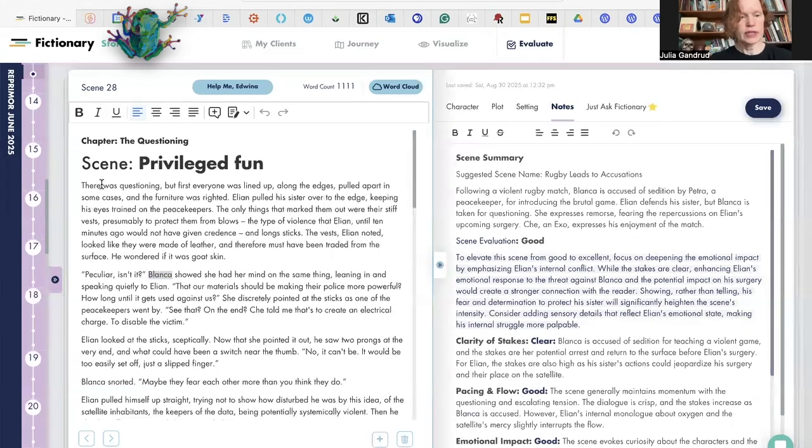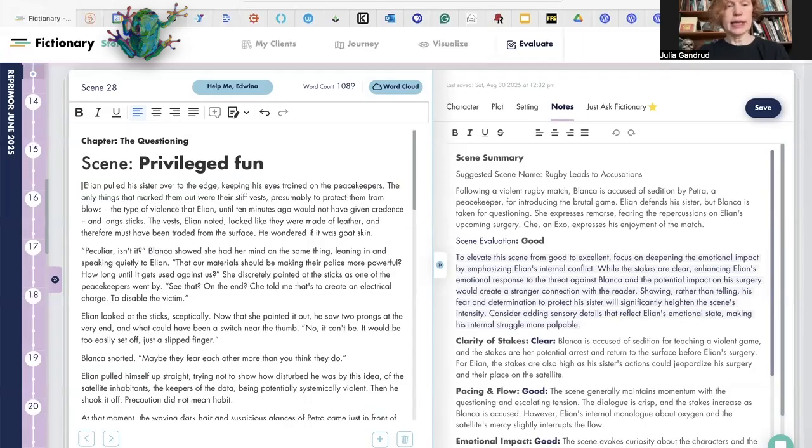All right, I am going to take a look at some of it. There was questioning. That's passive. Furniture was righted. I'm not so worried about passive tense. Grammarly and things like that will flag "was righted" as being too passive. Fair enough, not such a big issue. The issue is that this is not from Elian's point of view. Okay, so I'm actually going to delete that and say Elian.